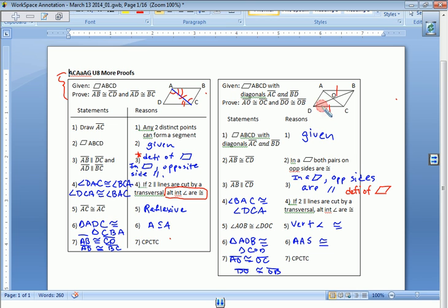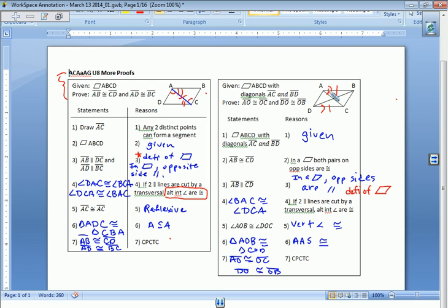AB is also parallel to DC. Well, sure it is, because in a parallelogram, opposite sides are parallel. Or you could use the definition of parallelogram here again. So far, so good? Yep. Okay, now because these are parallel, we know that alternate interior angles must be congruent.